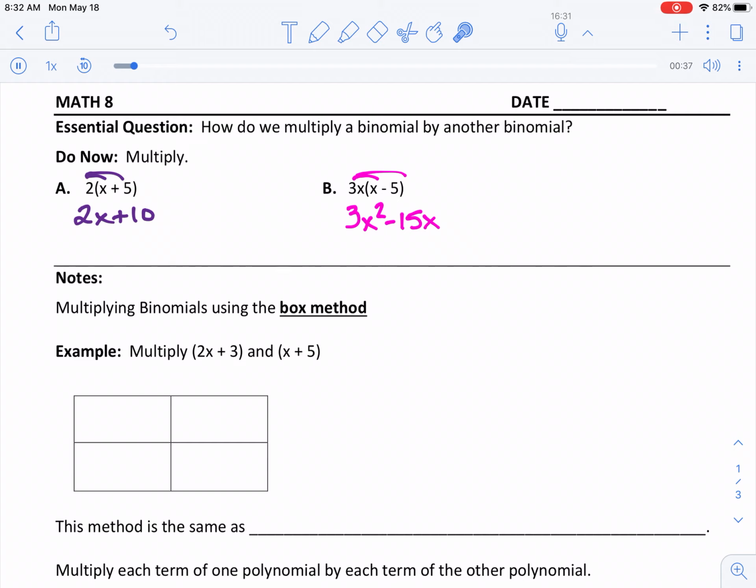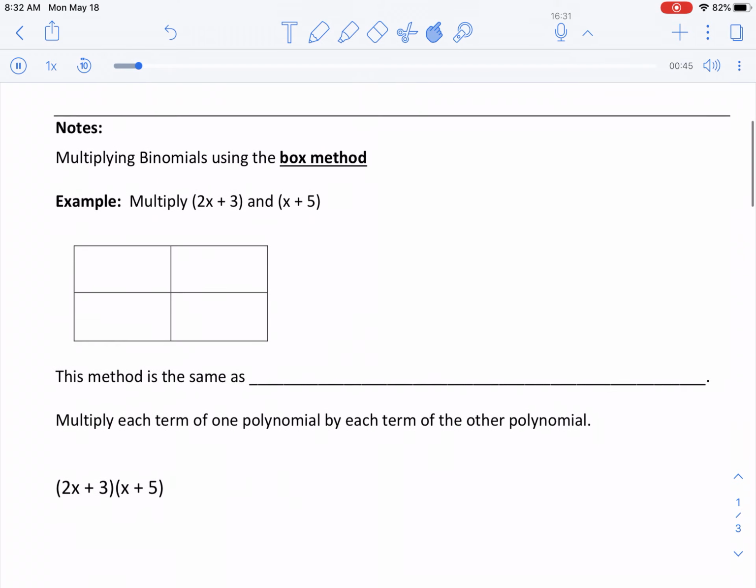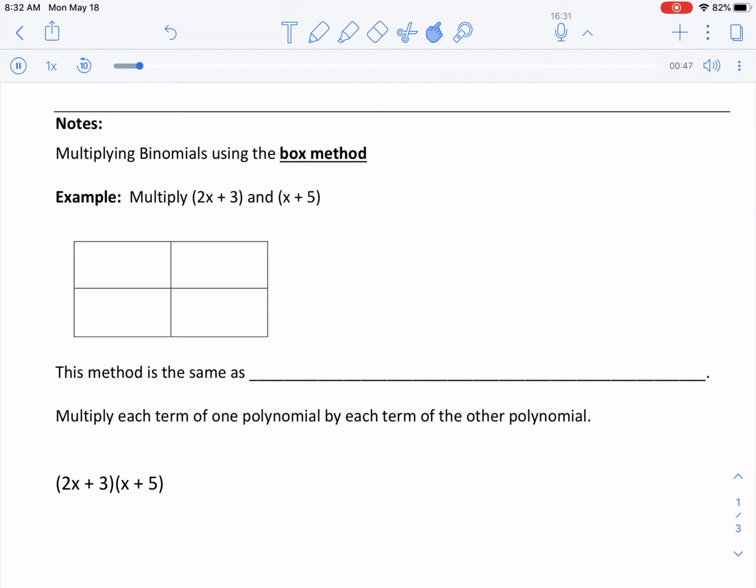All right, so the first method I'm going to teach you is called the box method. Basically, it works like this. We're going to multiply 2x plus 3 by x plus 5, a binomial times another binomial. So you put the first binomial on the top, so 2x, and then that positive 3 goes here. And then this is x and a positive 5, or x plus 5, however you want to look at it there. Let me use different colors so you can see how this works.